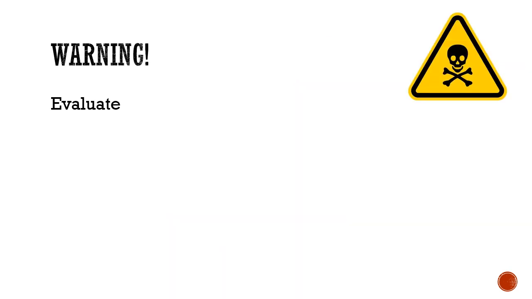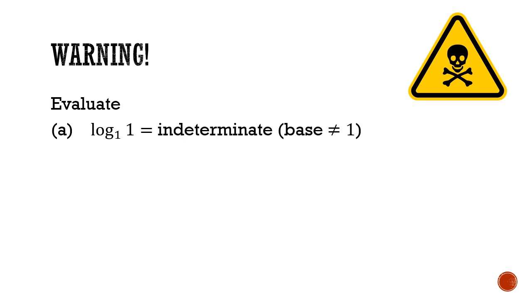Now, when evaluating logarithms, there are 5 important things that we need to stay clear of. So these are the 5 warnings. The first warning is when we evaluate log base 1 of 1. You might think that this is possible since 1 to the power of 5 gives me 1. 1 to the power of 1 also gives me 1. 1 to the power of pi also gives me 1. So this is indeterminate. We can't evaluate this.